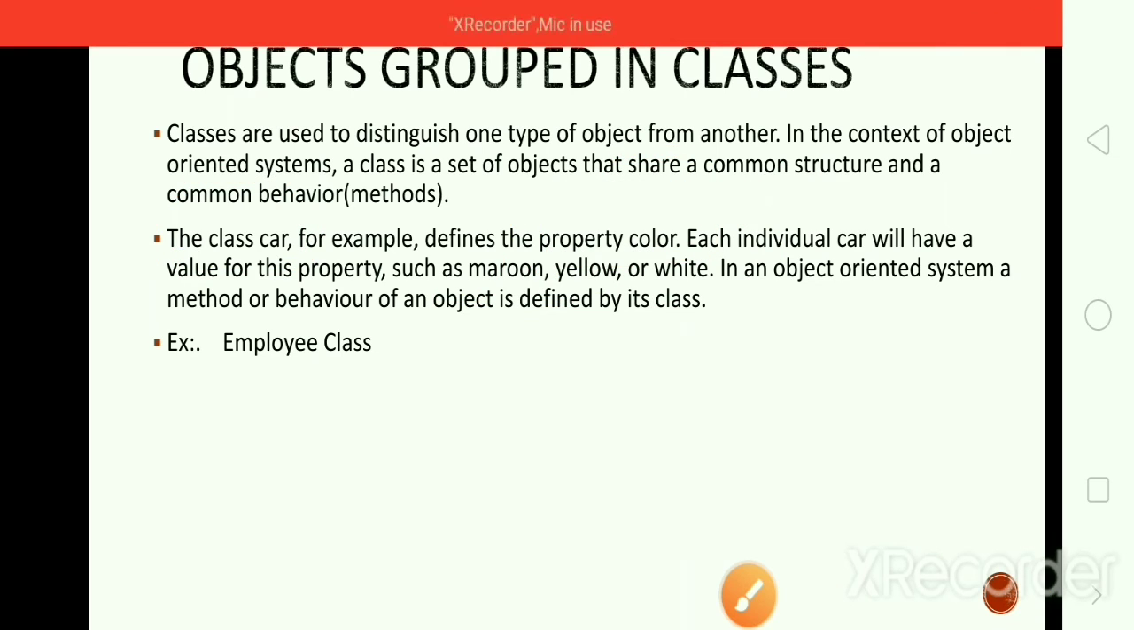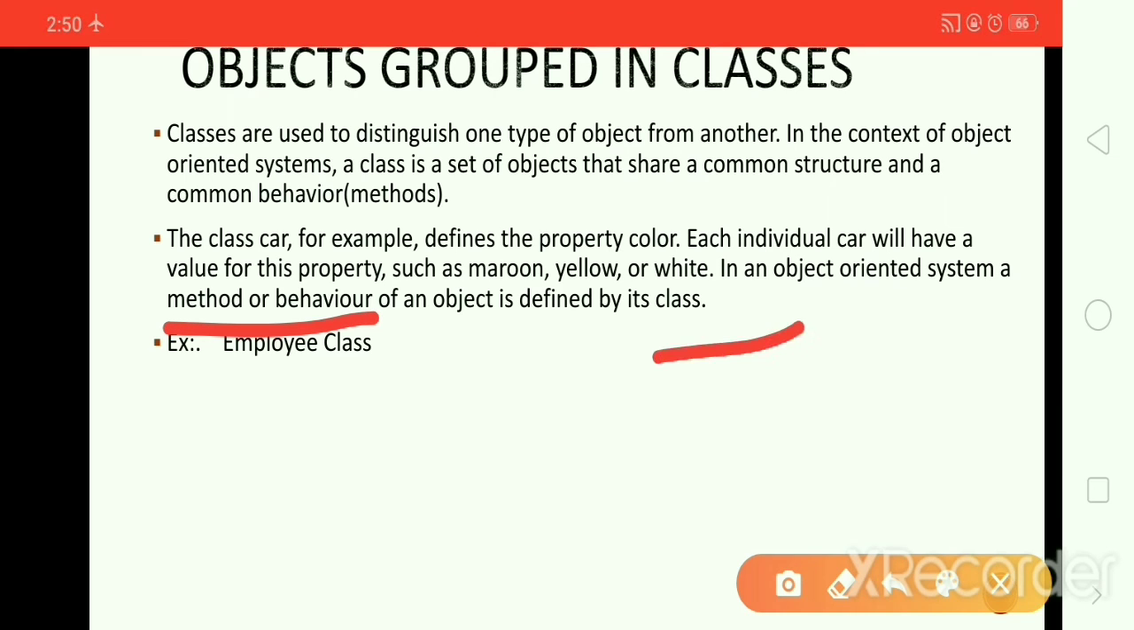In an object oriented system, a method or behavior of an object is defined by its class. So guys, in our object oriented system, a method or behavior of an object is defined by its class. For example, here car can move, car can stop. So these actions are nothing but methods or behavior, and these are defined by its class.